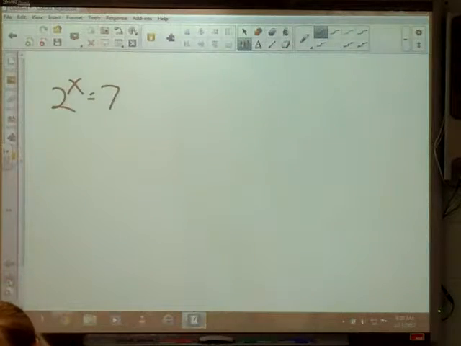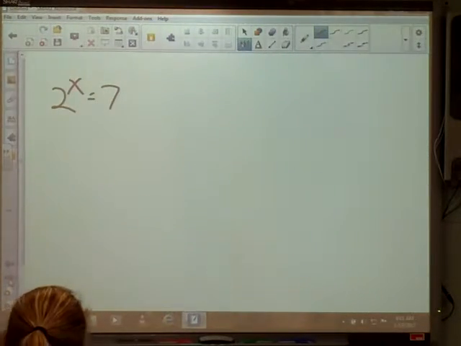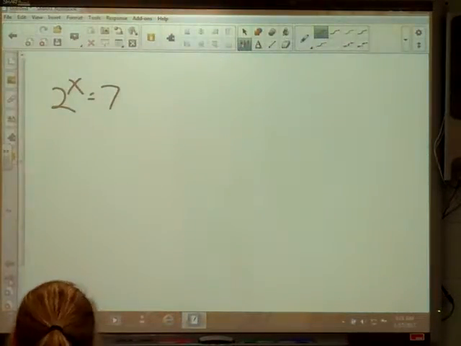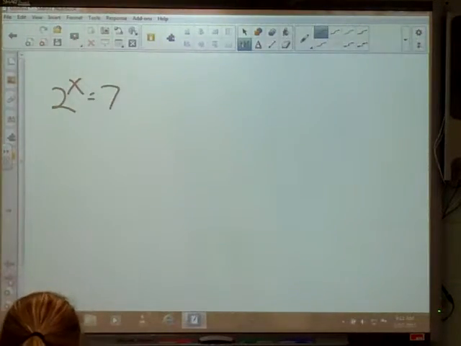Alright, 2 to the x equals 7. Could I get the same base? Does something to some power equal 2? Does something to some power equal 7? No. So I can't do that, and I actually like it when I can't. That means it's not going to be a whole number, because those aren't perfect squares. If you try the square root of 2 or the square root of 7, you get a decimal. So we're going to get a decimal on this.